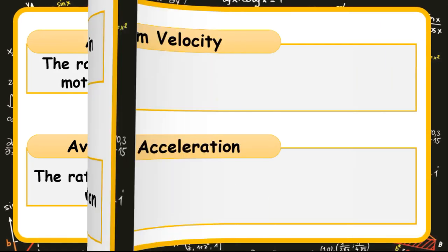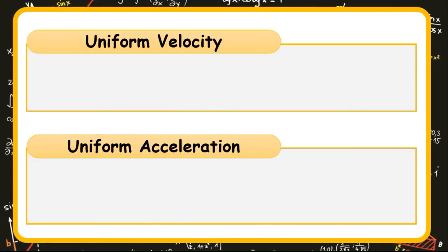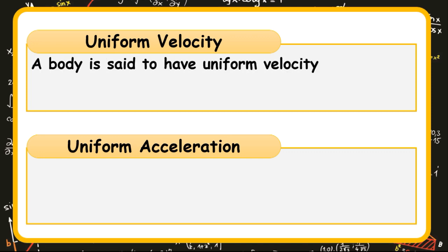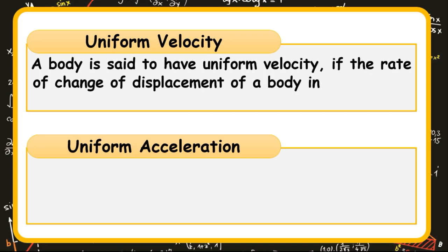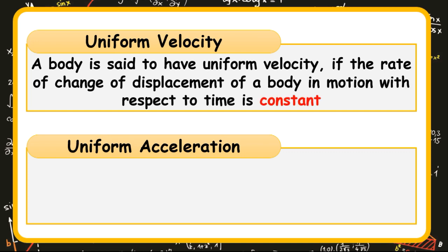The third qualifier is uniform. When you say something is uniform, it means it is constant in phases. So velocity being displacement over time, when the displacement over time is constant, we say it is uniform. That means a body can be said to have a uniform velocity if the rate of change of the displacement of the body in motion with respect to time is constant.